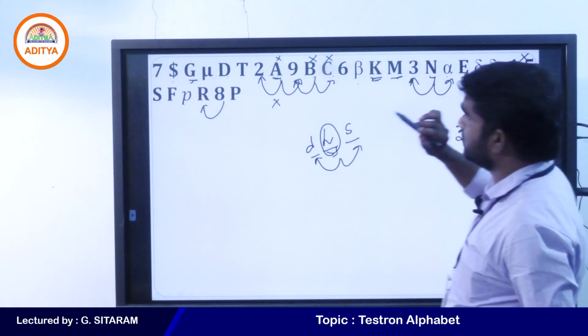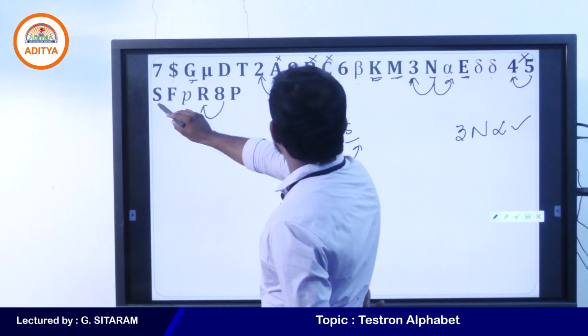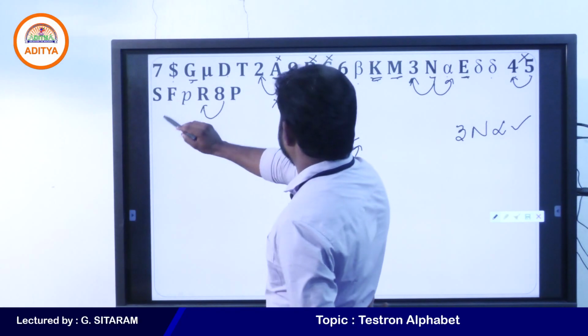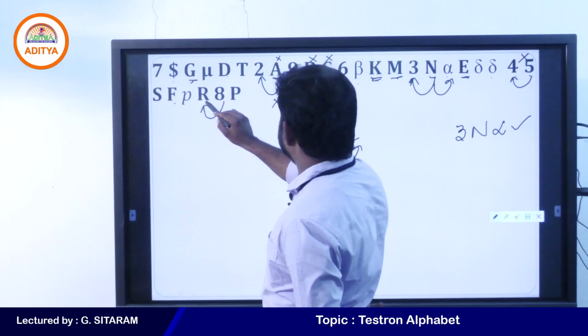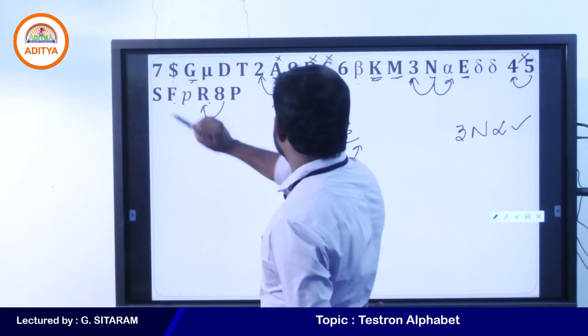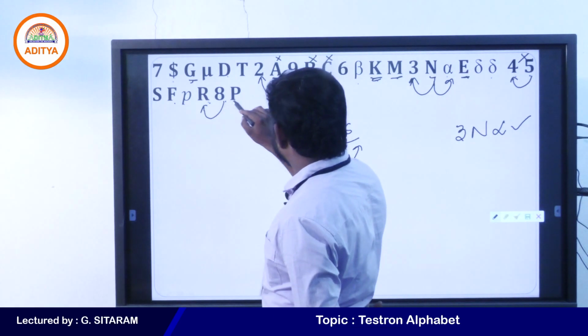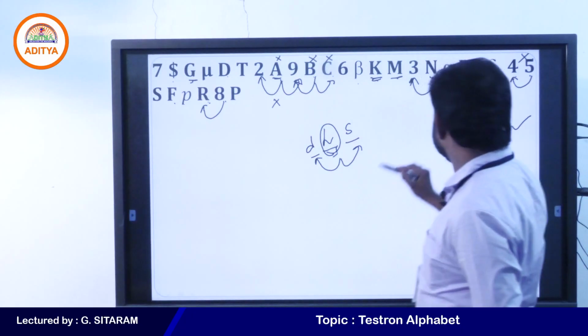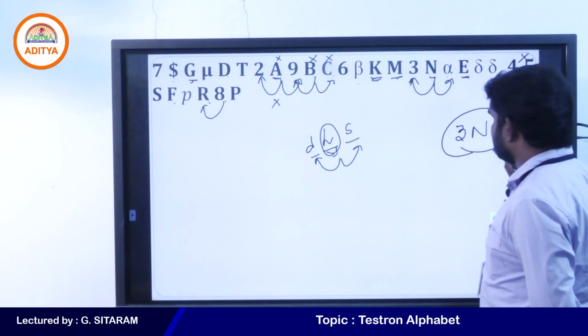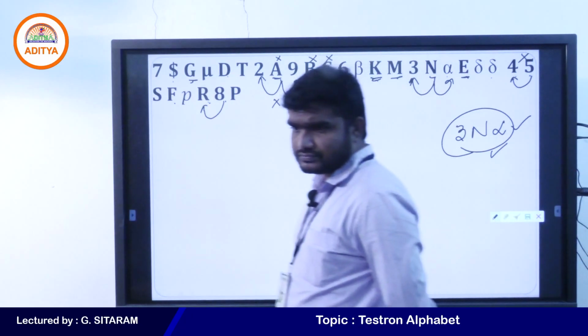Then 4, 5, nothing. S: S is preceded by a digit but not followed by a symbol. F is not preceded by a digit. R is not preceded by a digit. Then P, no. You have just one pair. Is it okay for you?